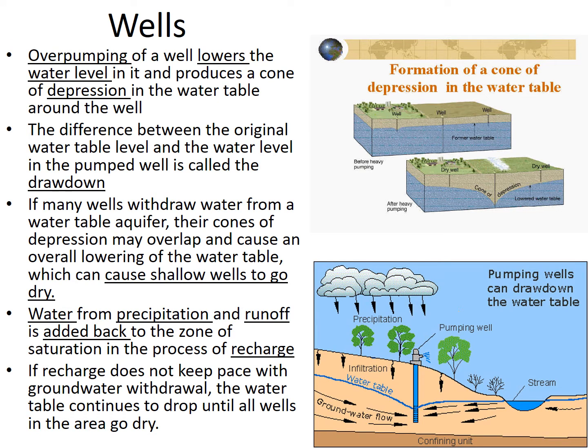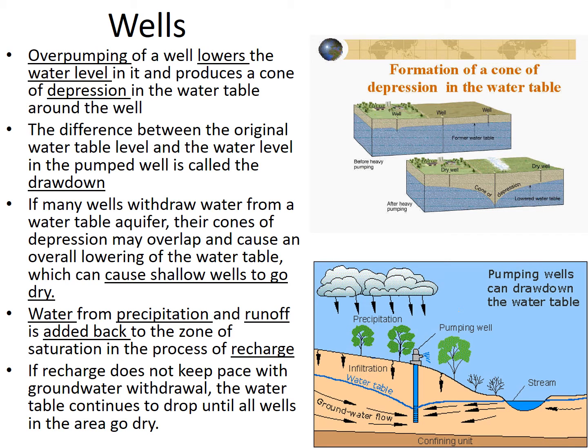When wells are overpumped, it lowers the water level and produces what's called a cone of depression in the water table around the well. The difference between the original level and the new level because of the pumped well is called the drawdown. And if many wells withdraw water from the same water table aquifer, their cones of depression may overlap and cause an overall lowering of the water table, which can cause shallow wells to go dry.